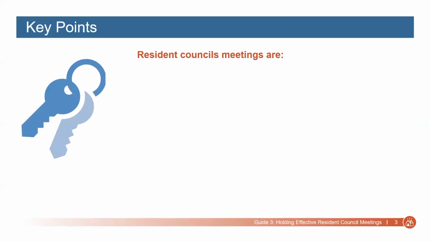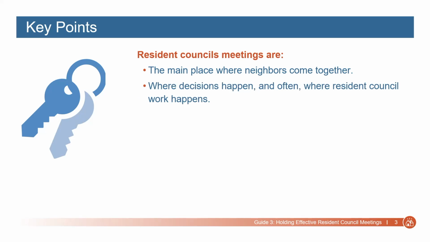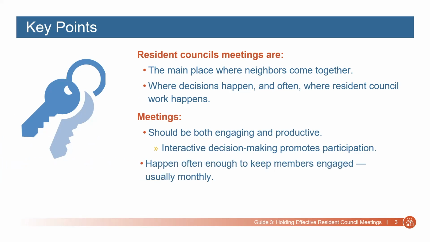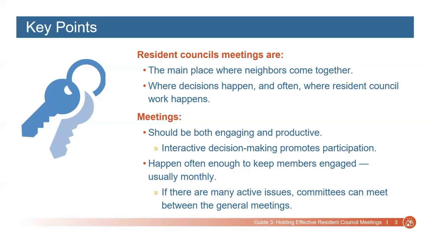Effective resident council meetings are critical to having a well-functioning and successful resident council. Resident council meetings are the main place where neighbors come together, where decisions happen, and often where the resident council work happens. Meetings should be both engaging and productive. Having interactive decision-making promotes ongoing participation in the resident council. Meetings should happen often enough to keep members engaged, usually monthly. To ensure progress when there are many active meetings, the board of directors, working groups, or committees can meet between the general meetings.